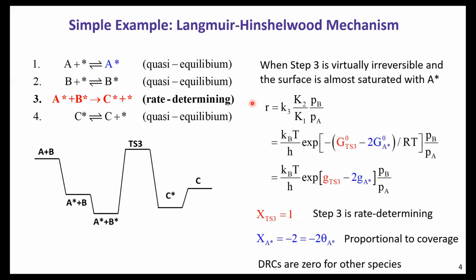This is a simple example for DRC analysis, the Langmuir-Hinshelwood mechanism. If we assume step 3 is virtually irreversible and A star is the most abundant surface species, this is the rate equation. You can easily calculate the DRCs for species in the reaction mechanism. Transition state 3 has a DRC of 1. It means step 3 is the rate determining step. For adsorbate A, it has a DRC of -2, which equals -2 times its fractional coverage, about 1. For all other species, they have DRCs close to 0.